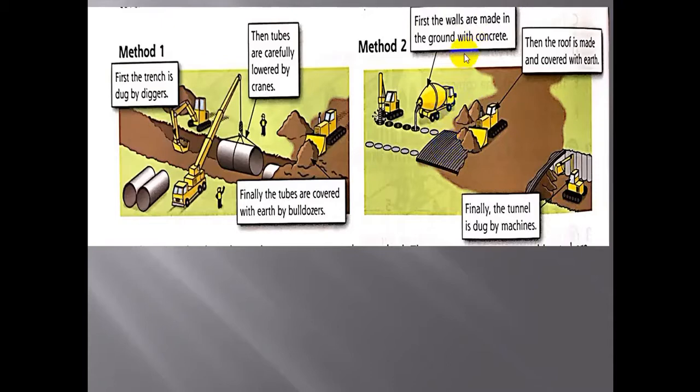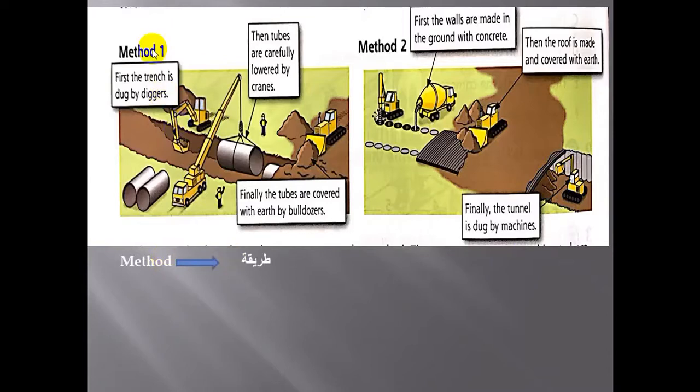الجدران تكون مصنوعة بالأرض with concrete. Concrete مادة صلبة وهو عبارة عن طين أو إسمنت. Then the roof is made and covered with earth. ومن ثم يتم صنع السقف and covered with earth. ويتم تغطيته with earth. Finally, the tunnel is dug by machines. After the roof is made and covered with earth, the tunnel is dug by machines. Okay? يتم حفر الأنفاق بواسطة الآلات.